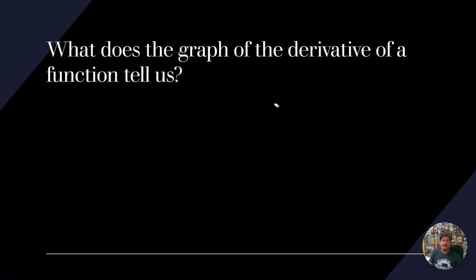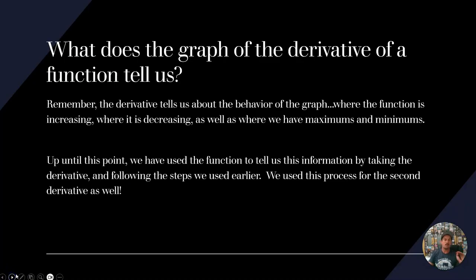Okay. So first of all, let's ask ourselves the question, what does the graph of the derivative of a function tell us? Well, if we rewind, remember the derivative tells us about the behavior of the graph, right? If I know that the derivative is positive on a given interval, I know that the original function is increasing. If I know the derivative of a function is negative, I know that that function is decreasing. We were able to use that information to find maximums, minimums. When we found the second derivative, we were able to find additional information like concavity, points of inflection, etc. We could do that all algebraically, actually finding derivatives of functions, and we could answer a lot of those questions.